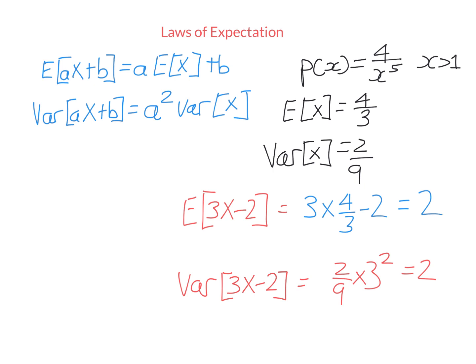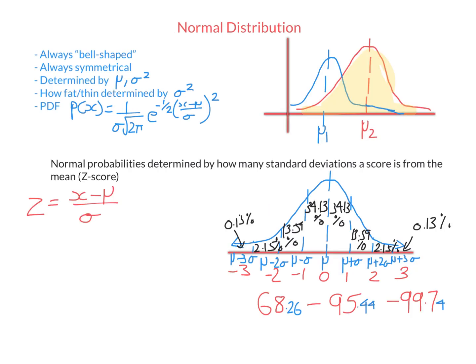All right, let's now have a look at normal distributions. So a normal distribution is a very important distribution. They always look like this or this. They have some things in common. They're always bell-shaped and symmetrical, so the mean and median are always the same. What that means is, for this red one here, it's a PDF, so the area underneath is 1, so half of the area is below the mean and half is above the mean.